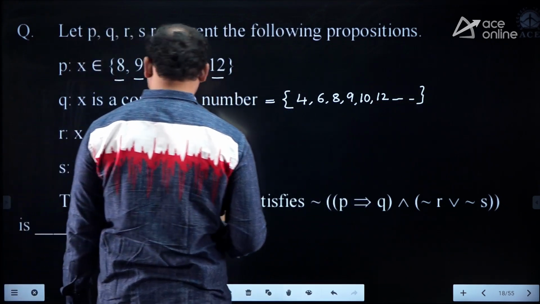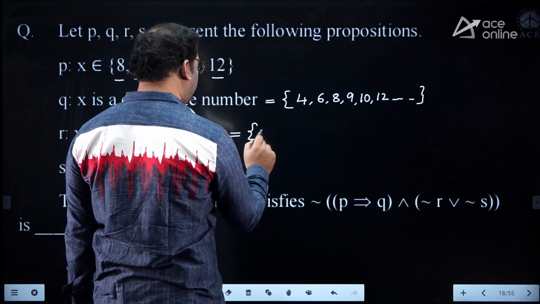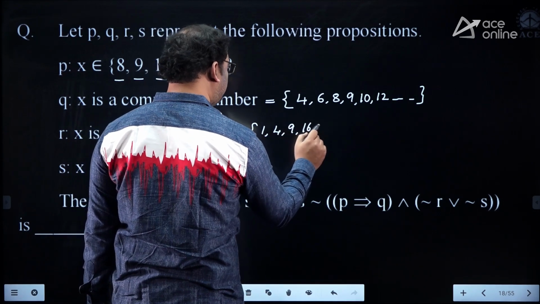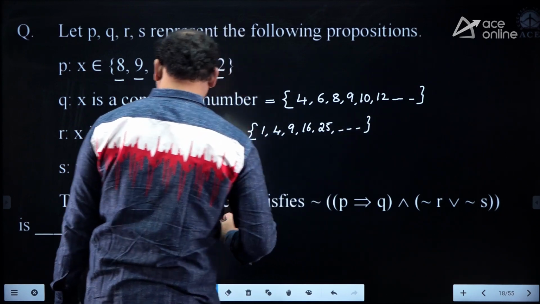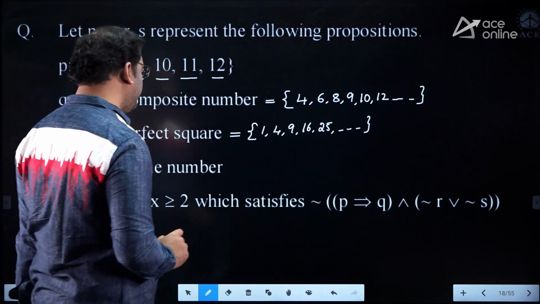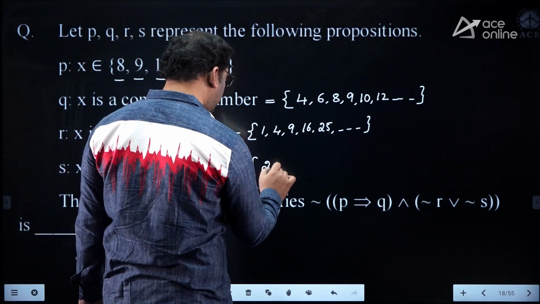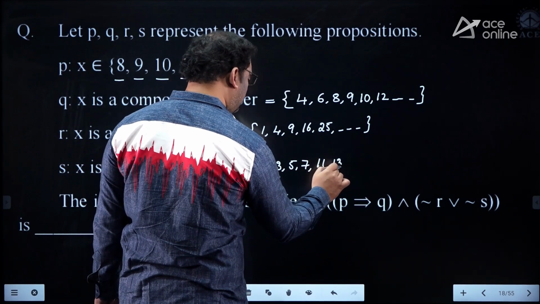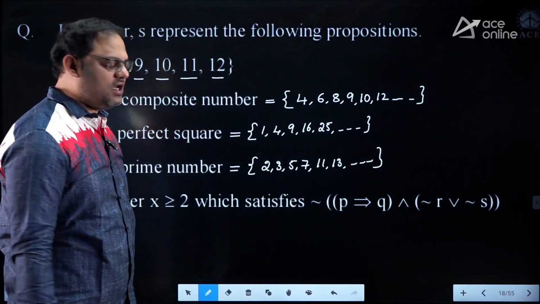Now what does R say? R says that X is a perfect square number. 1 square, 2 square, 3 square, 4 square, 5 square, like this. And the proposition S says that X is a prime number. X is a prime number in the sense what we can get prime numbers 2, 3, 5, 7, 11, 13, so on, like this. So this is the given data, and take the formula.